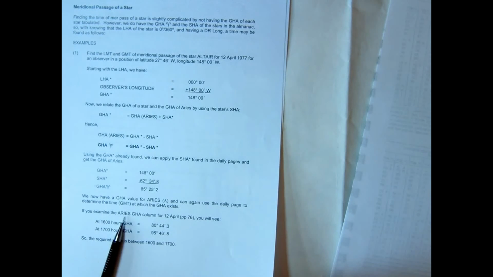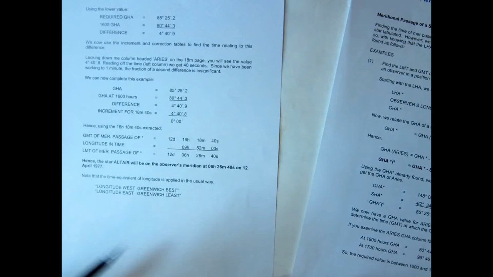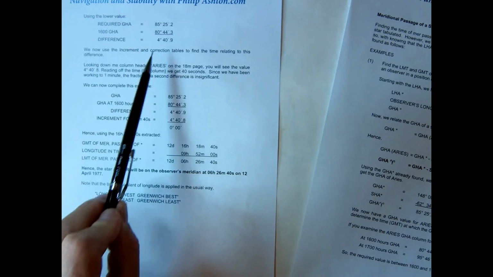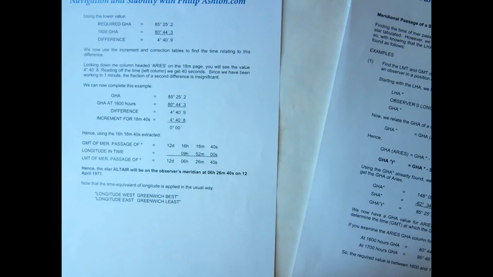So if you examine Aries GHA column for the 12th of April, you'll see at 1600 hours GHA is 80 degrees 44.3, at 1700 hours 95 degrees 46.8. So we need the time between those two. So we're going to use the 1600 hours and get the difference between those two. So there's 1600, required 85 degrees 25.2, and it leaves us with 4 degrees 40.9 for the increments.